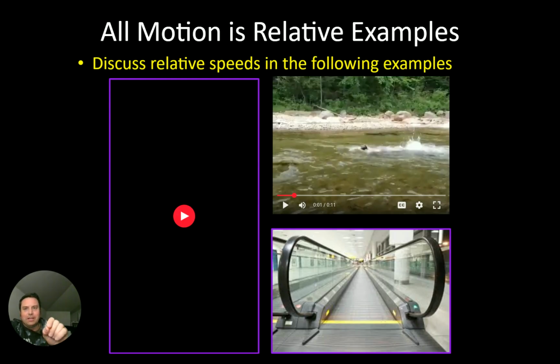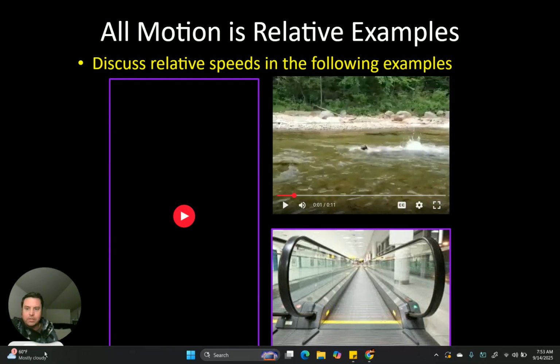It's a person swimming in a river, or maybe you've canoed or whatever. If you go against the stream, it's a lot harder, right? Because it's pushing against you. If you go with the current, then you go a lot faster. And that's all relative motion.